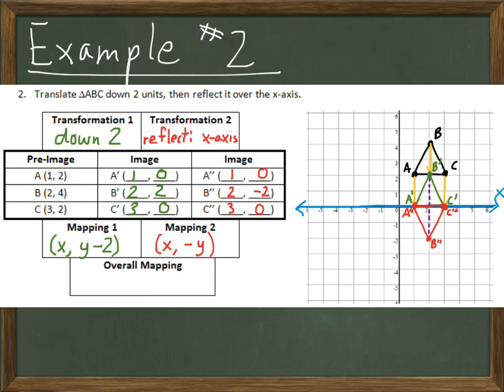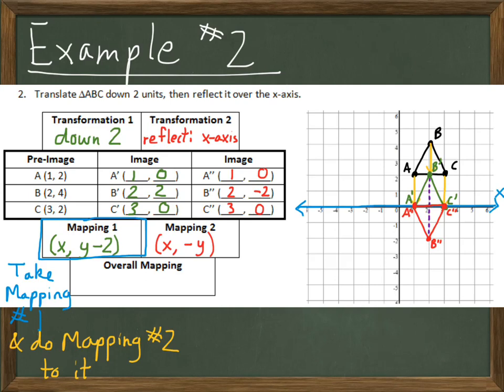Let's come up with the overall mapping for this transformation then. Once again, we're going to take mapping number 1 and do mapping number 2 to it. What is mapping number 2 telling us to do? It's telling us to multiply y by negative 1. That's how we changed the sign. That's how we went from positive 2 in B prime to negative 2 in B double prime.